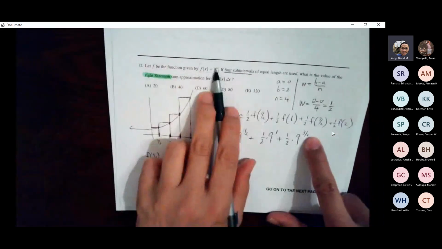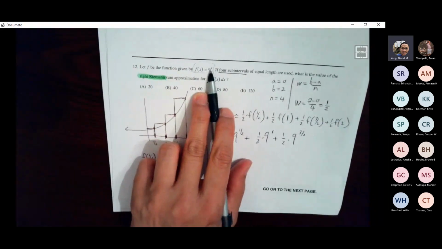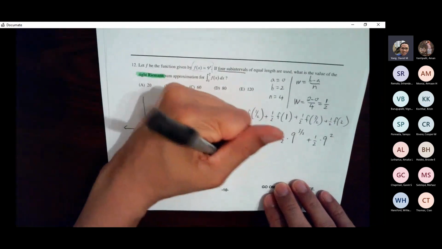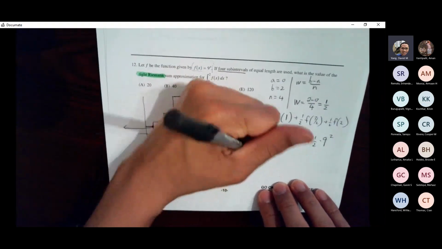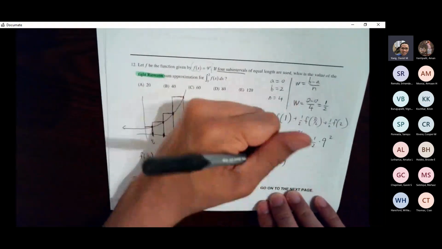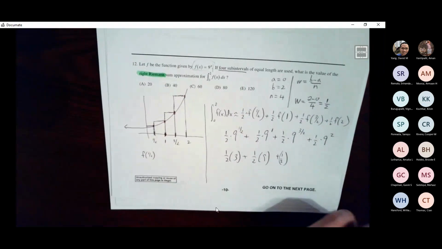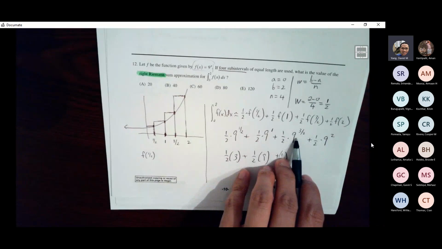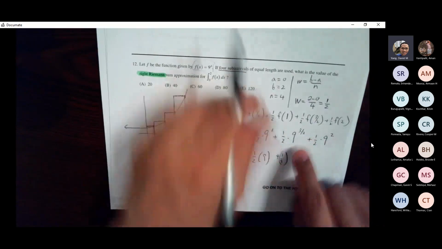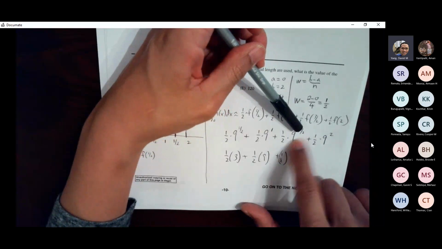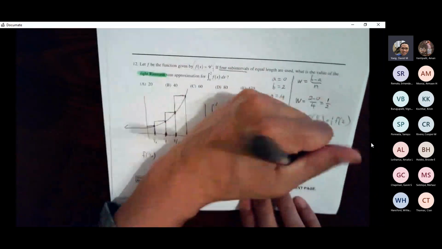9 to the 3/2 will be for my third rectangle. And last rectangle, 9 to the 7. Okay, so 1/2 times root 9 is 3. 9 to the first power is 9. This is the square root of 9. I can do it without a calculator, we can just do the square root first, right? The square root of 9 is 3, and 3 to the third power is 27.